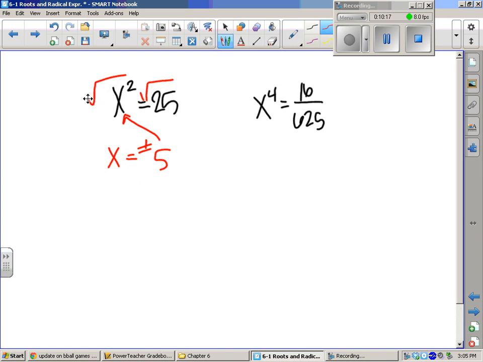Right on. Okay, x to the fourth. The fourth root of 16 is 2. The fourth root of 625 is 5. But because it's even, we need to put in our plus or minus. So you're just rooting both sides to get rid of that exponent.